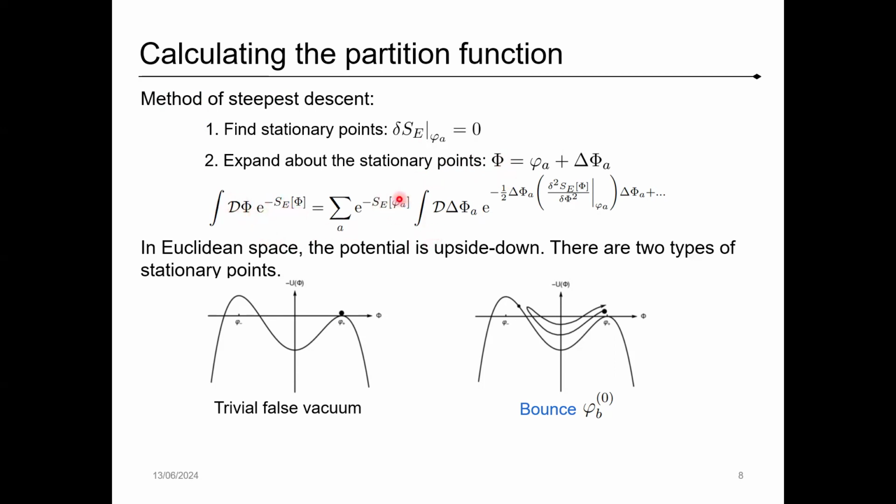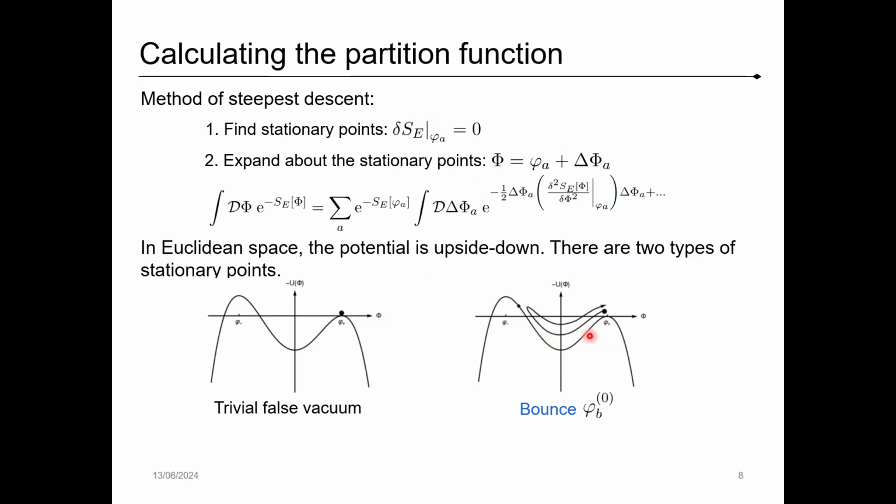And then you have a classical part and the fluctuation part. In Euclidean space, the potential is upside down in your equation of motion. And then you have two types of stationary point. The first one is a trivial saddle point: the field just stays at the false vacuum forever. Just to recall, we consider the transition from false vacuum to false vacuum. So this serves as a boundary condition for the classical equation of motion.